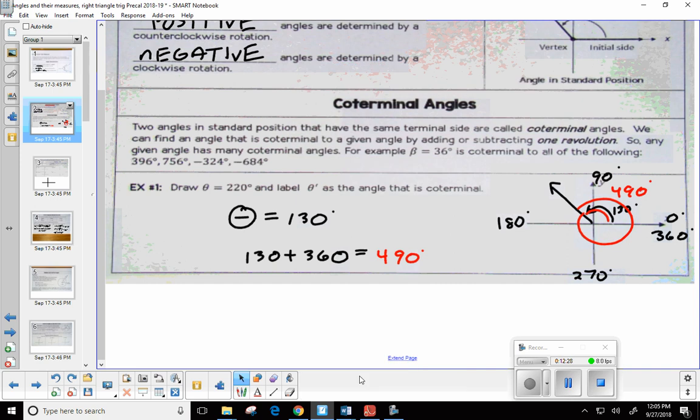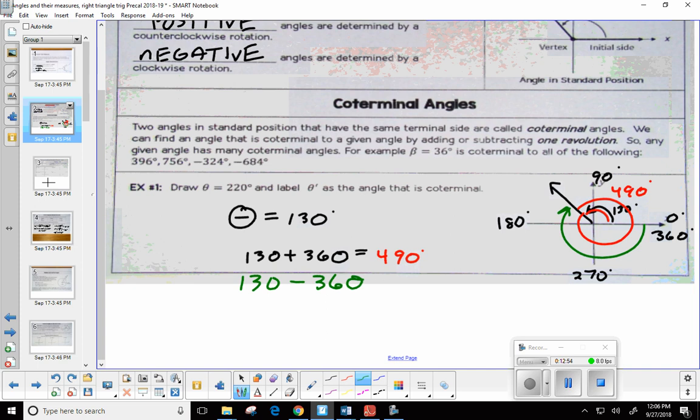Is everybody okay with how I got that? And then if I continue to add 360, I'm just going to get more and more coterminal angles over and over again. Okay, so now let's go ahead and do the other one. Again, if I start on the positive x-axis, that's standard position. So now I'm going to rotate clockwise until I have the same terminal side. We stop in the exact same place. So this is going to represent 130 minus 360. Okay, negative 230. Would you guys agree? Any questions on coterminal?